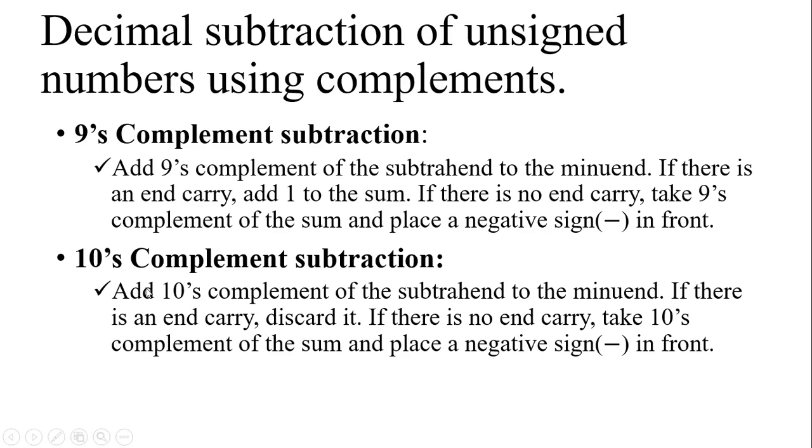Tens complement subtraction: add the tens complement of the subtrahend to the minuend. If there is an end carry, discard it. In binary twos complement subtraction, we discard the carry, so here also we discard the carry. If there is no end carry, take the tens complement of the sum and place a negative sign in front. So this is how we perform nines and tens complement subtraction in the decimal number system.